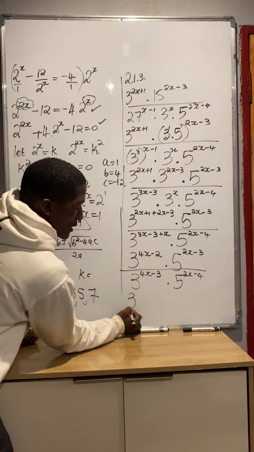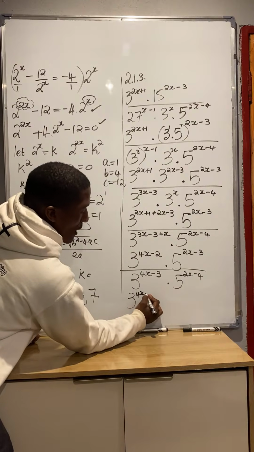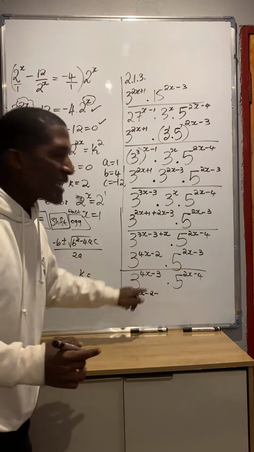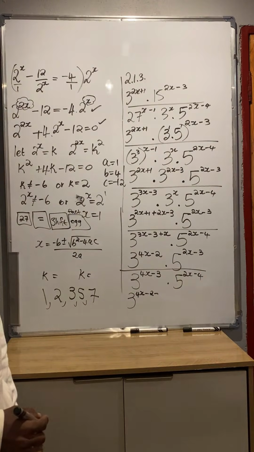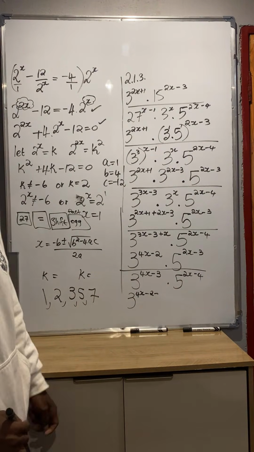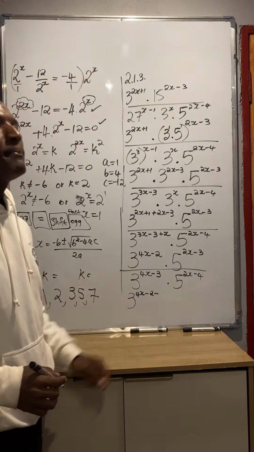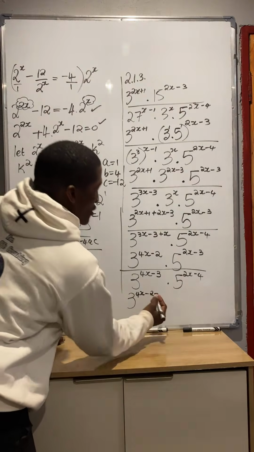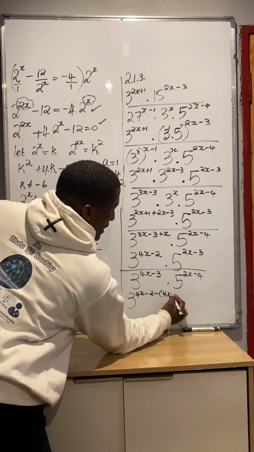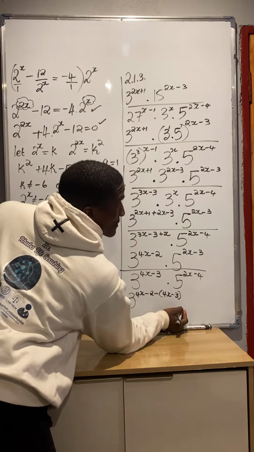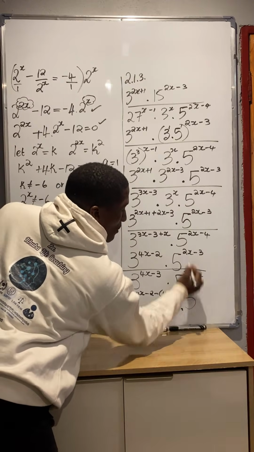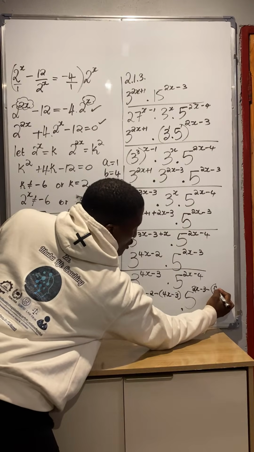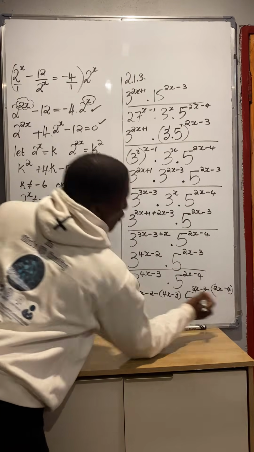Okay, maybe 3 to the power of 4x minus 2 minus. Then, guys, please, when you subtract, put them inside the bracket. I'll repeat it again. When you subtract them, please put them inside the bracket. When you put them inside the bracket, it's going to be 4x minus 3 times 5 to the power of 2x minus 3 minus open bracket 2x minus 4.